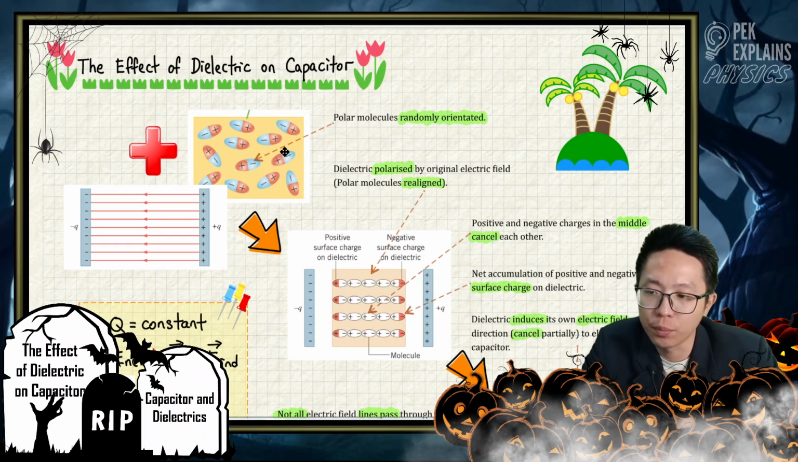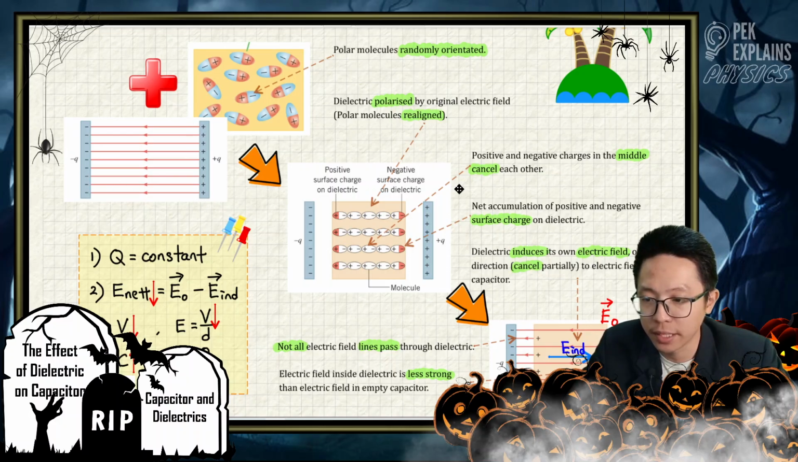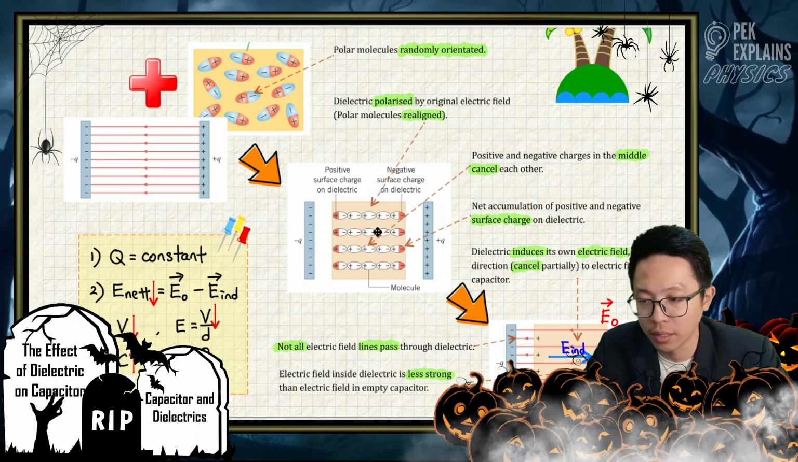Now what if you put the dielectric into an external electric field? Then the dielectric will start to be polarized by the original electric field. That means all the polar molecules will realign themselves. How do they realign? They become like this one. We know that the parallel plate has a positive plate and a negative plate. So the negative end of each polar molecule will be attracted to the positive plate. They will align in such a way that all the negative sides of the polar molecules are attracted to the positive plate, whereas all the positive ends will be attracted to the negative plate. This is how they realign.